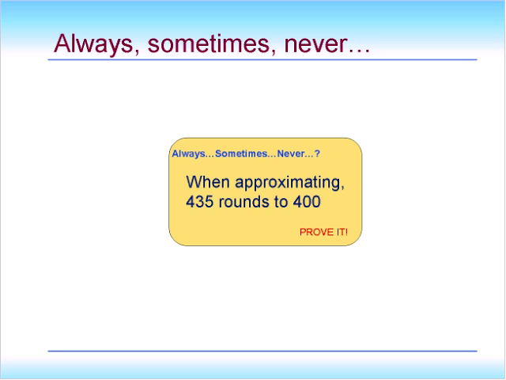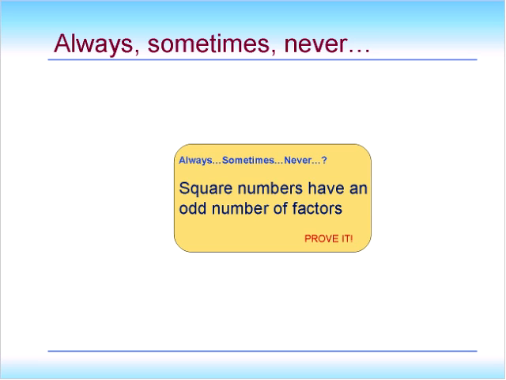435 rounds to 400 if you're rounding to the nearest 100. But what's not clear there is, do we round to the nearest 10? So it's actually a little bit about the precision of the language. And so again, it's probably a sometimes. Precision with the language is important. Again, if you're not sure, go about trying to prove it and making choices.